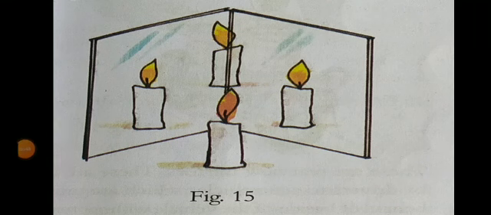Children, let us see how to form multiple images. Take two plain mirrors of same size and join them with a cellophane tape as shown in figure 15. Fold the mirrors through certain angle and place an object between them. How many images can you see? Count the number of images after changing the angle between the mirrors.